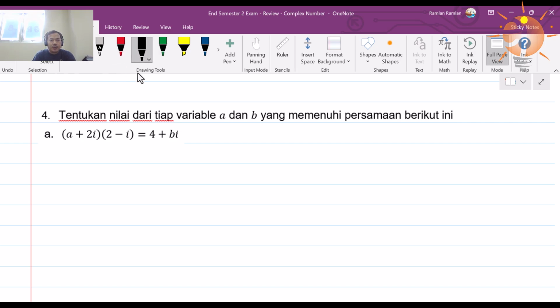Now let's do what we got. What we have here is a times 2, which is 2a, and then a times negative i, which is negative ai, and then this one here, plus 4i, and the last one is this one here, negative 2i squared.